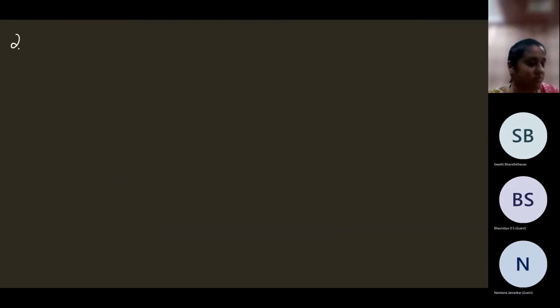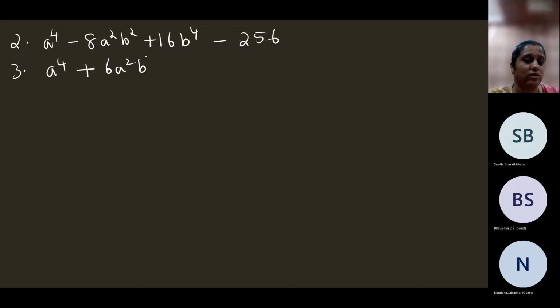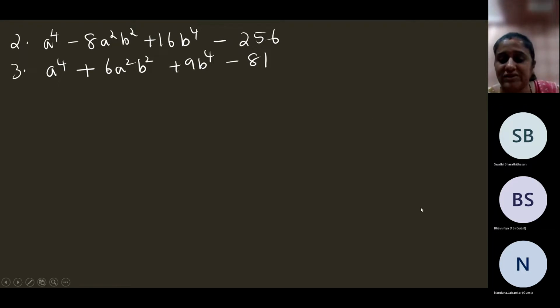Same heading, factorize a to the power 4 minus 8a square b square plus 16b to the power 4 minus 256. And the next one is a to the power 4 plus 6a square b square plus 9b to the power 4 minus 81. Same idea like the one we did earlier. I'll just come back in 2 minutes. Please try these two.